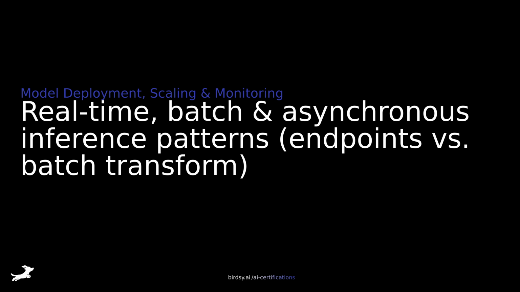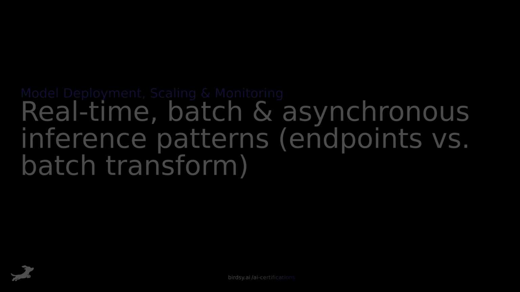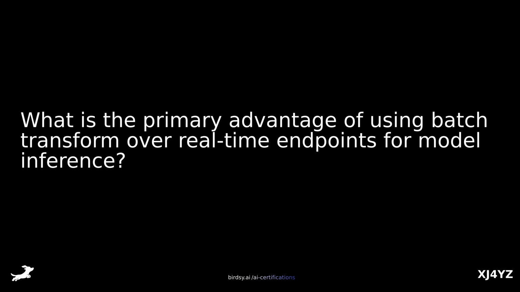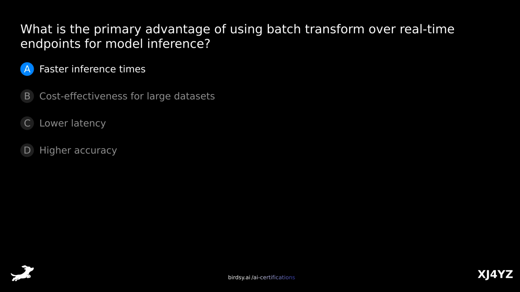Model deployment, scaling, and monitoring. Real-time, batch, and asynchronous inference patterns. What is the primary advantage of using batch transform over real-time endpoints for model inference? Is it A. Faster inference times? B. Cost-effectiveness for large datasets? C. Lower latency? Or D. Higher accuracy?